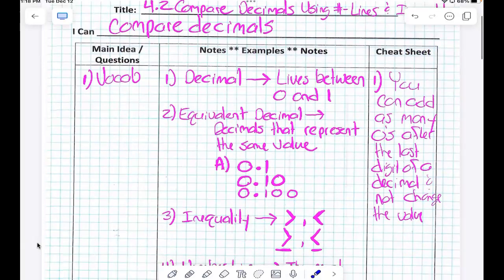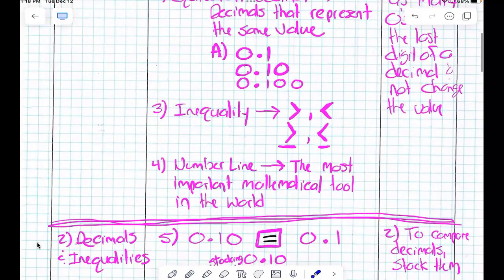Yeah. All right. Equivalent decimals are decimals that have the same value. Are these three all the same value? Yes. How could I prove it? Adding zeros. If I add a 0 here, I add a 0 here, and I add a 0 here, do they all look the same? Yeah. Does it change the value of a decimal when I add zeros at the end of it? No. So could I add as many zeros as I want, and it's still the same as this number right here? Yes.